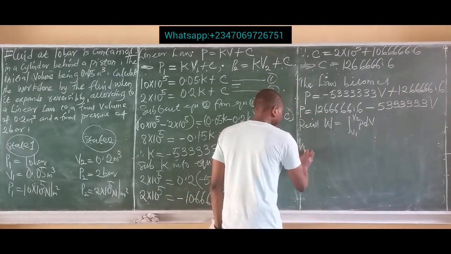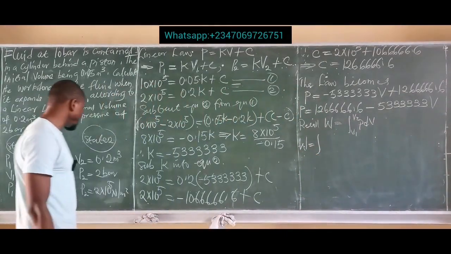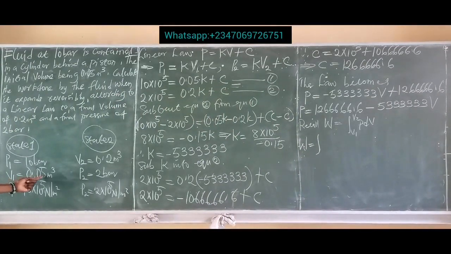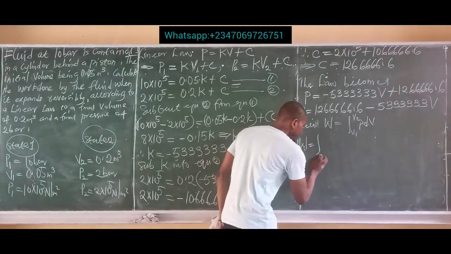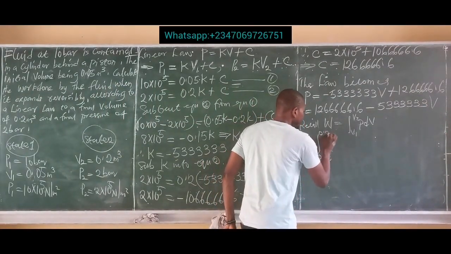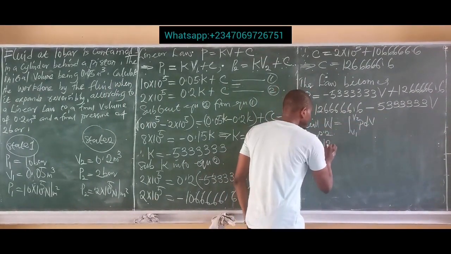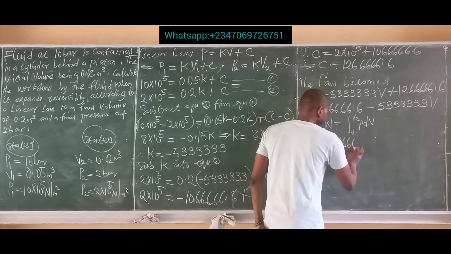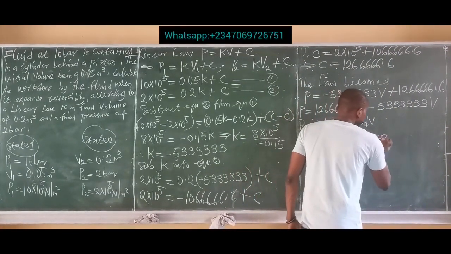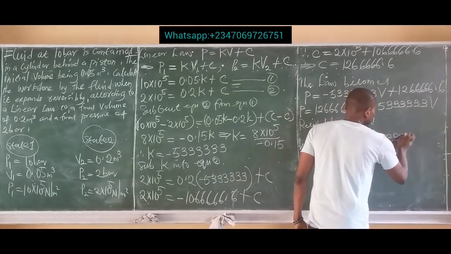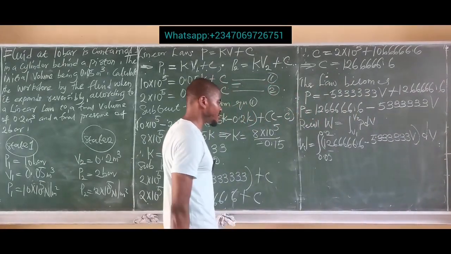Therefore, work done is equal to the integral from V1. What is V1 from the question? V1 was given as 0.05 and V2 was given as 0.2. So we put those values there. The integral from 0.05 to 0.2 of P dV, and this remains our pressure, 126,666.6 minus 5,333,333 V, times dV.